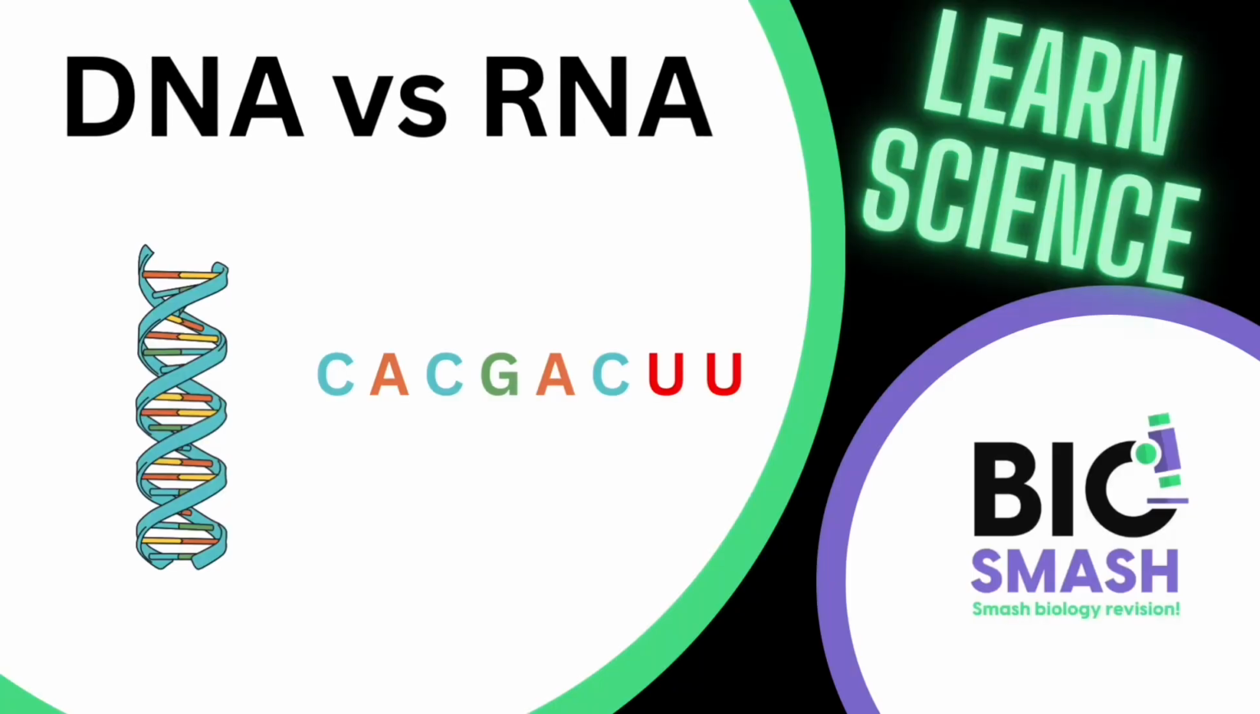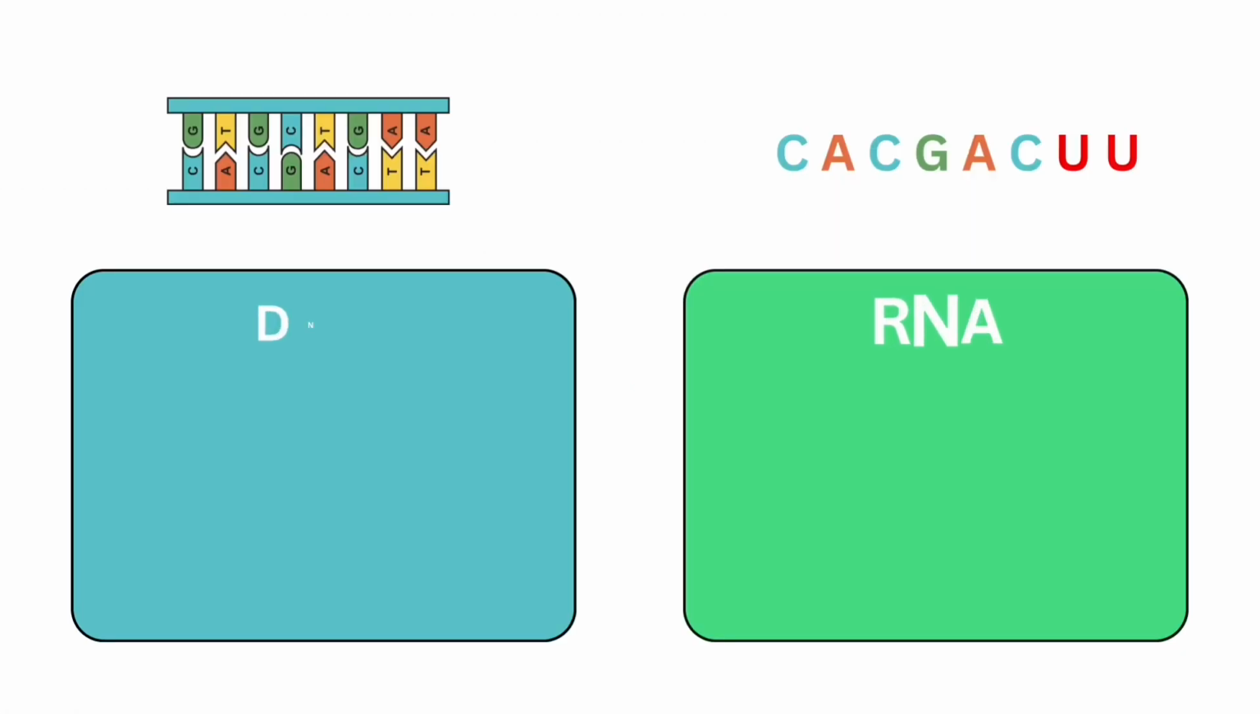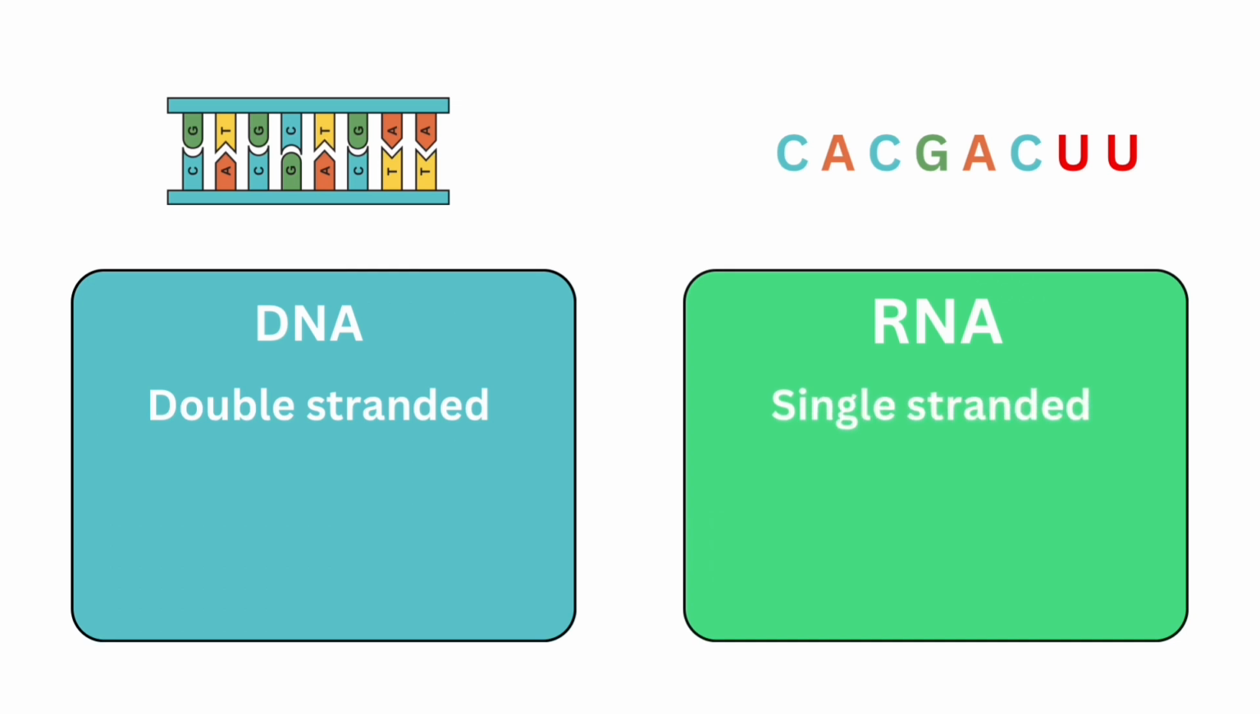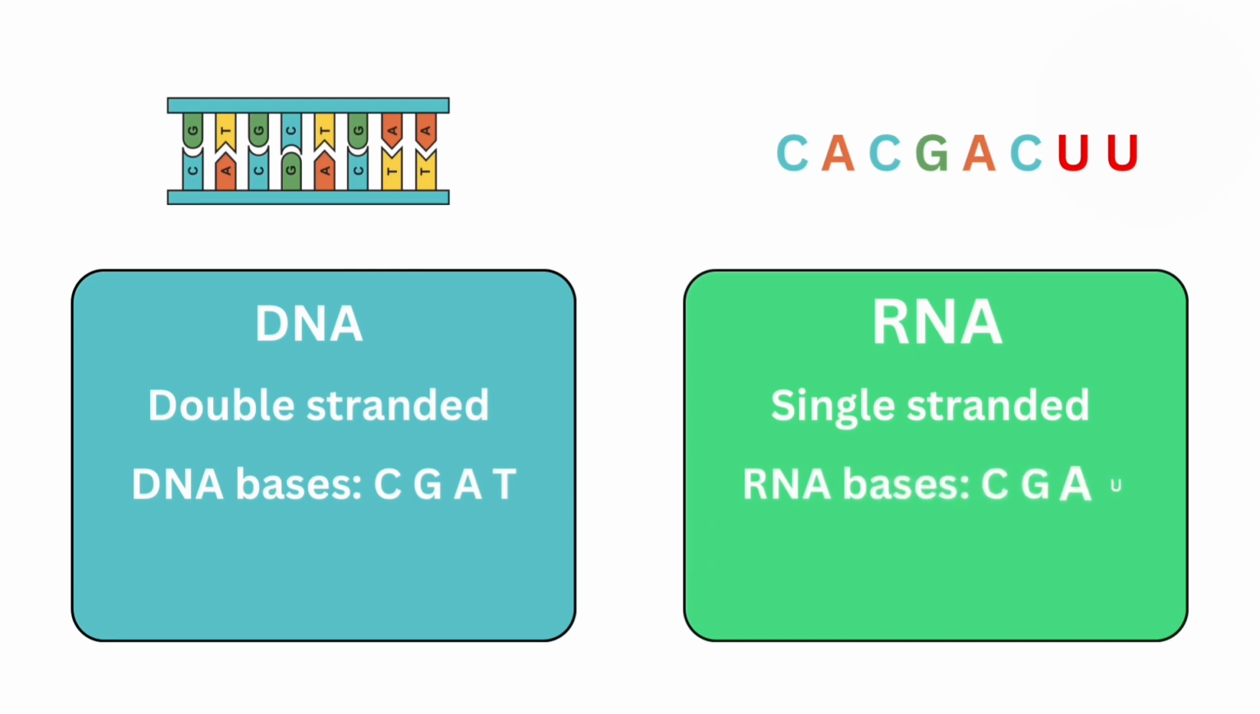Let's break off and spend a few minutes looking at the differences between DNA and RNA. If you compare the pictures of DNA and RNA, you should be able to see some differences. Firstly, DNA is a double-stranded molecule. RNA is a single-stranded molecule, which means that the bases do not have partners. DNA is made using DNA bases, which are C, G, A and T. RNA is made from RNA bases, which are C, G, A and U.